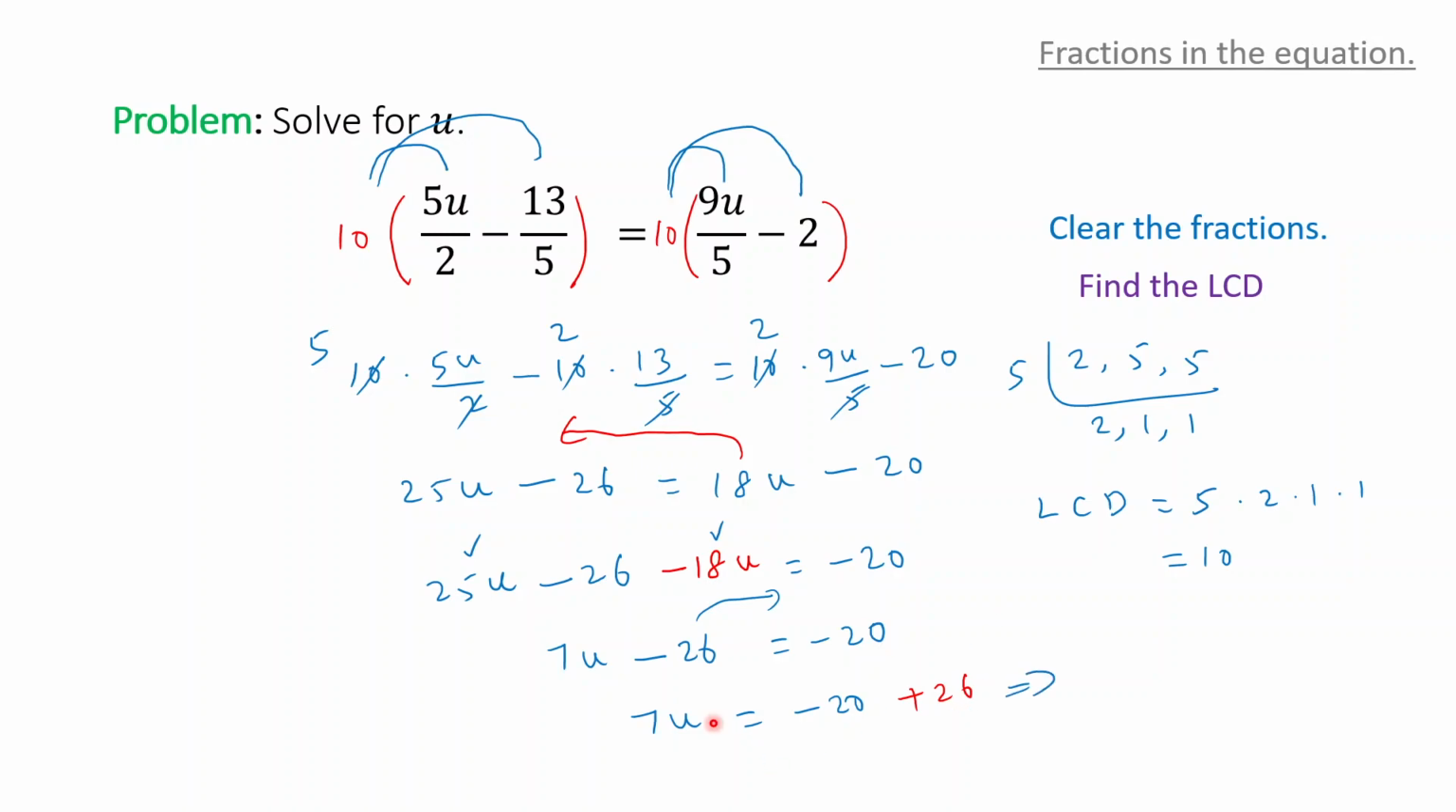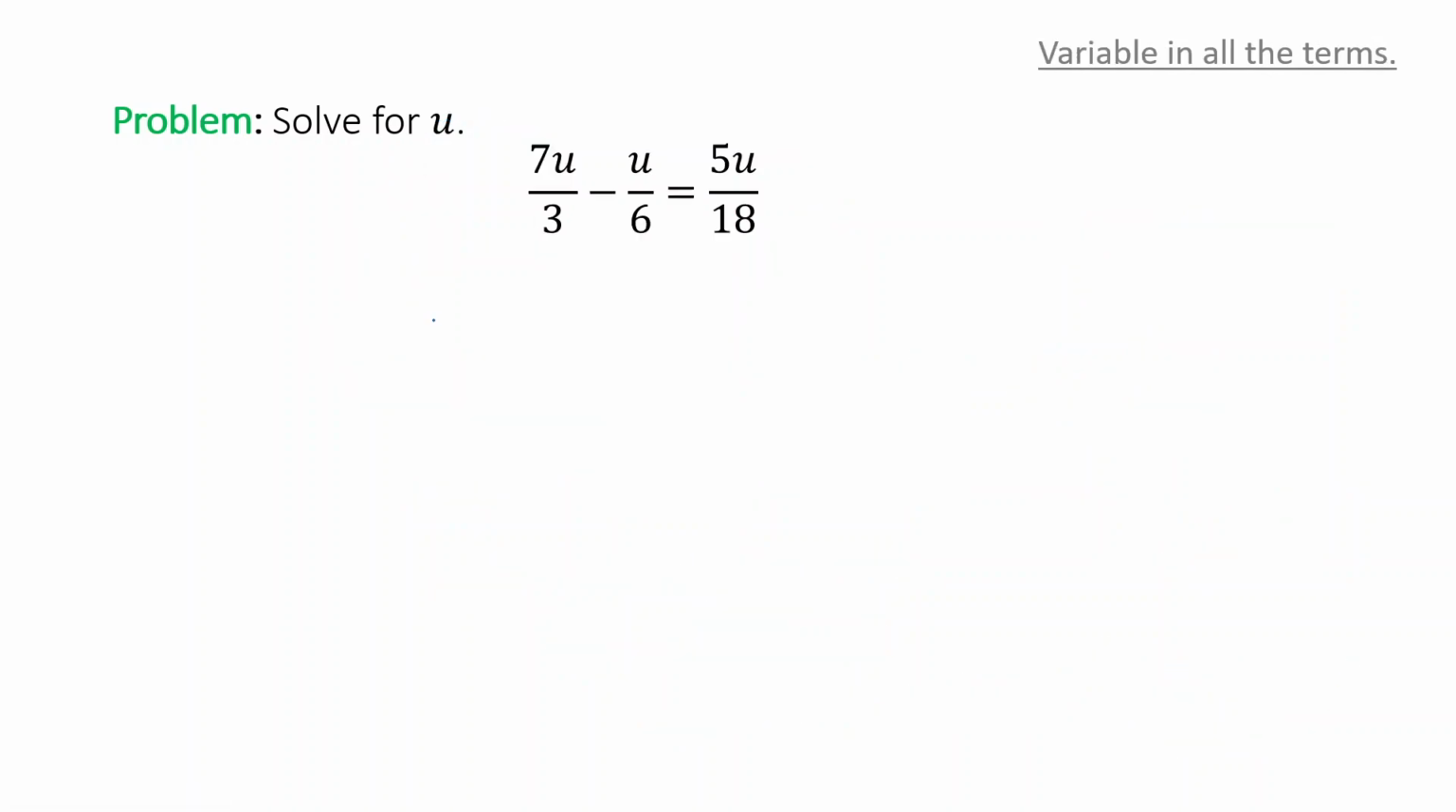That is 7u is equal to negative 20 plus 26 is 6. Now you need u, divide this out, divided by 7. 7 cancel. You get u is equal to 6 over 7. This is the answer. Now we do this problem.